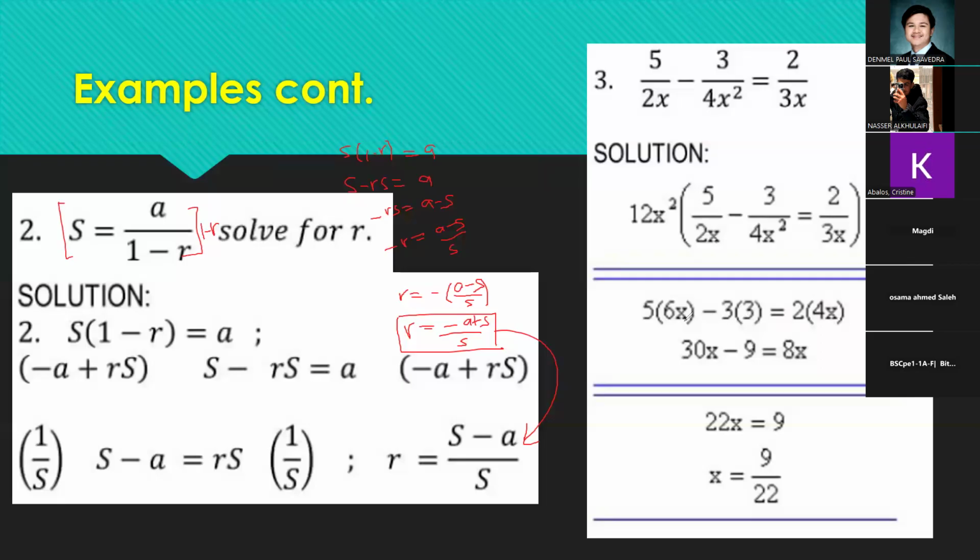And then you can now simplify this one. 5 times 6 is 30. Negative 3 times 3 is negative 9. 2 times 4 is 8. And then simplify further. Transpose this one on the other side. 30x minus 8x is 22x. And then negative 9 would become positive 9. Therefore, x is equal to 9 over 22.